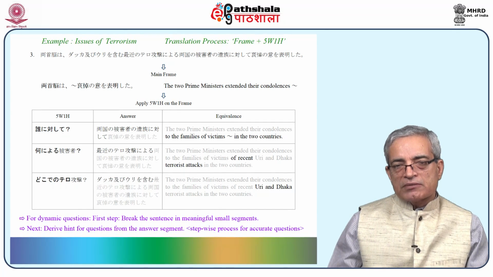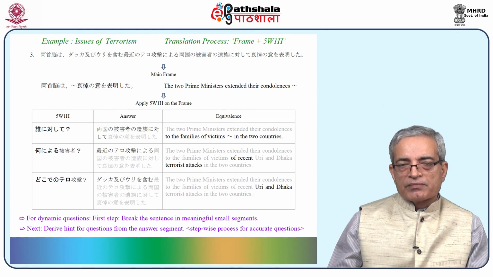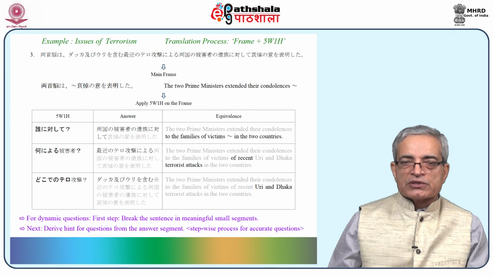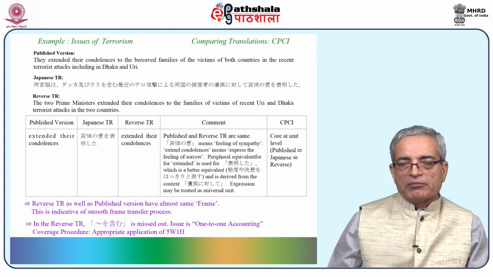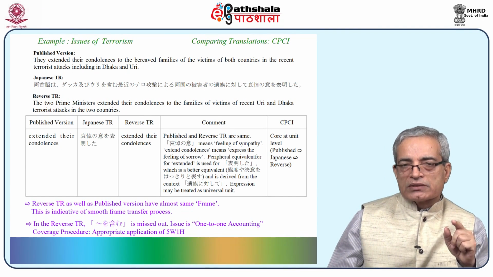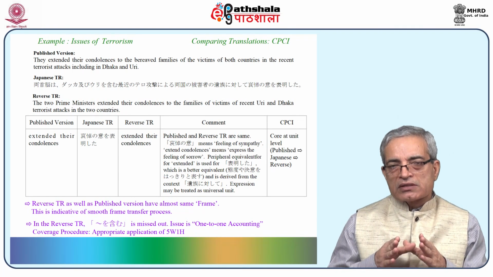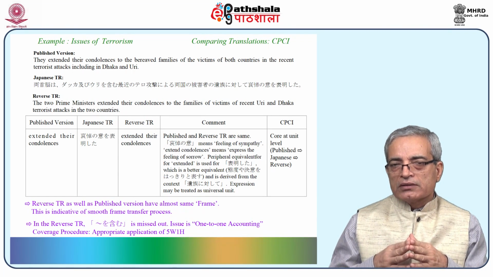So for dynamic questions, first step, break the sentence in meaningful small segments. Next, derive hint for questions from the answer segment. Stepwise process for accurate question is you need to remember for all purposes. This is the published Japanese translation and the reverse translation. Extended their condolences. So Aito no ii o hyomeshita. Extended their condolences, as if you say extended their condolences, now Aito no ii is getting translated as condolences in this, which is fine. So published and reverse TR are same.